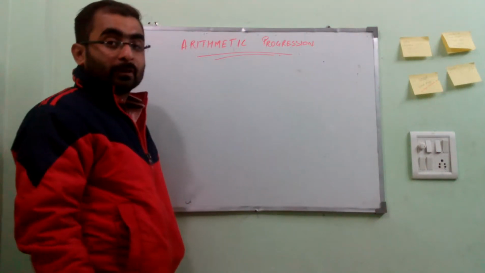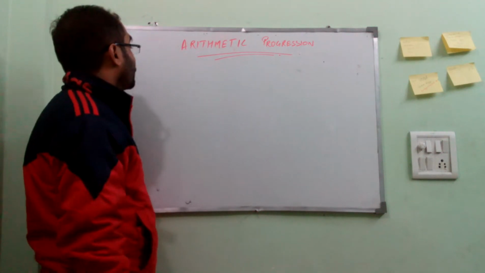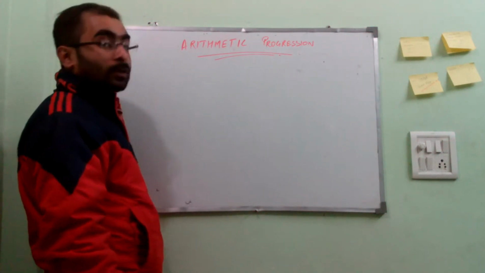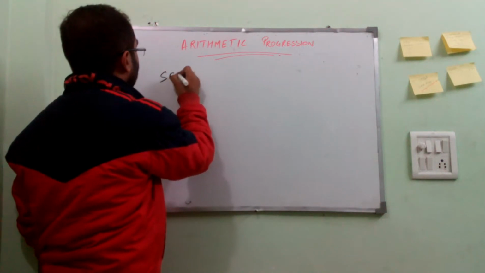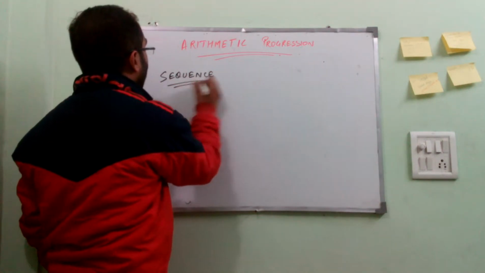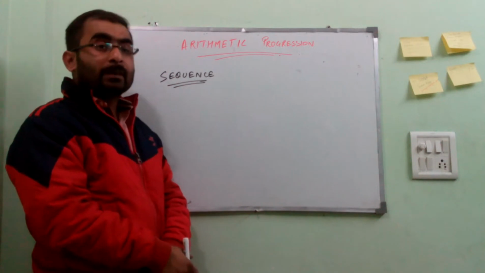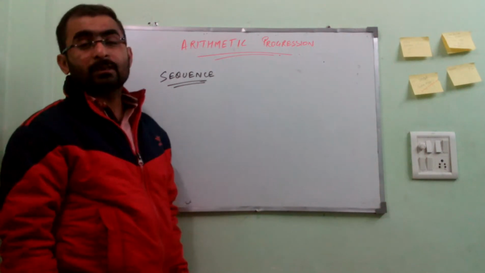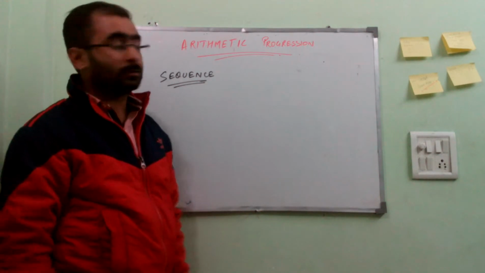Hi guys, today we are going to cover this topic, arithmetic progression. And before starting this chapter, let's talk about sequence. Actually, there is not one type of sequence, there are multiple types of sequence. A sequence is generally an arrangement of numbers in a definite order.